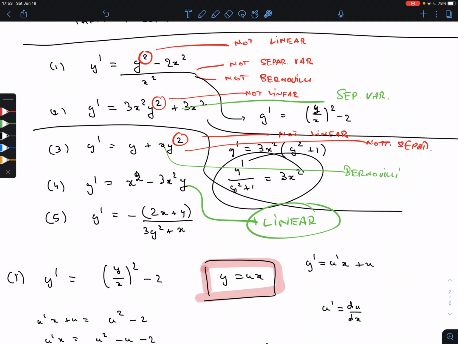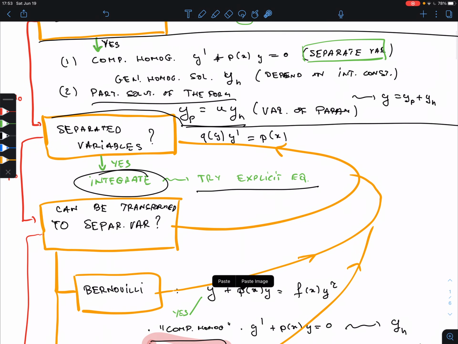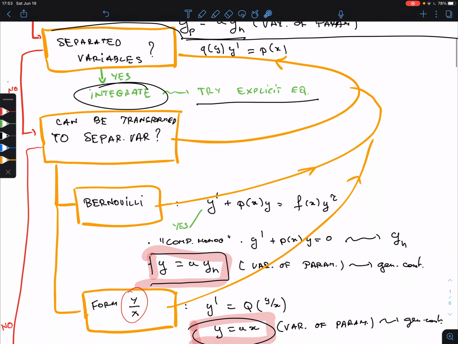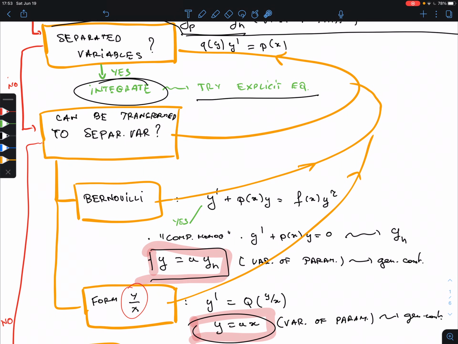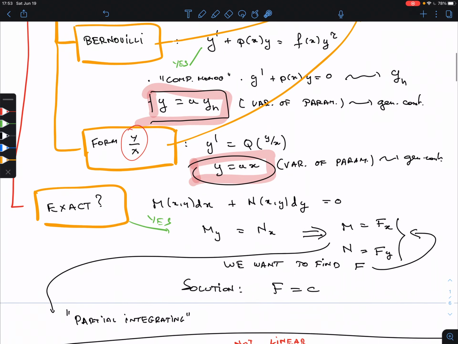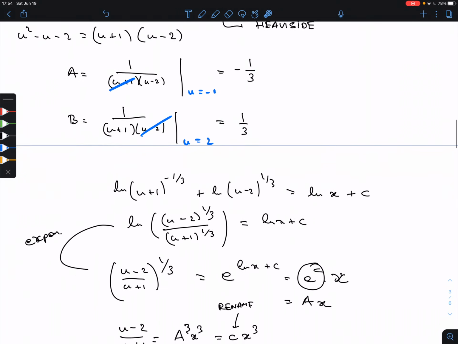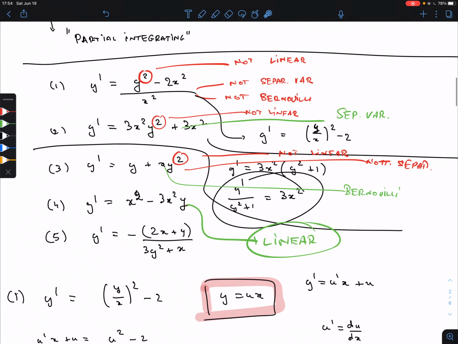Can I separate the variables? Again, you could multiply out and play with it, but you cannot separate the variables. So it's not separated variables. Can I transform it? We already said it's not Bernoulli. Sorry, I should have followed my chart here, but my point is none of these apply. So the only thing left is exact. Now it doesn't look at all like the form of an exact.